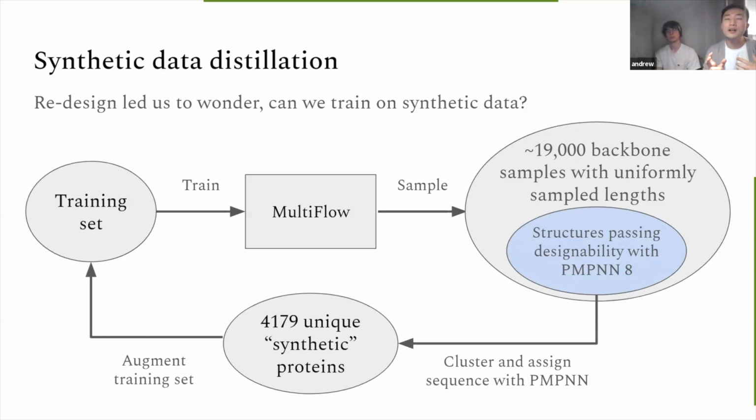The novelty of these proteins was that they were similar to the training set, but there were still some conformational differences that we hypothesized would help the model generalize beyond the training set.